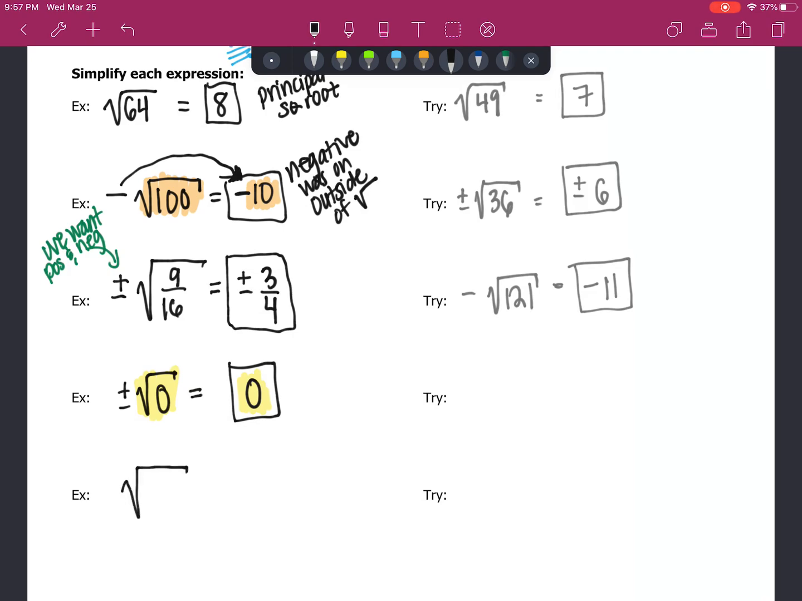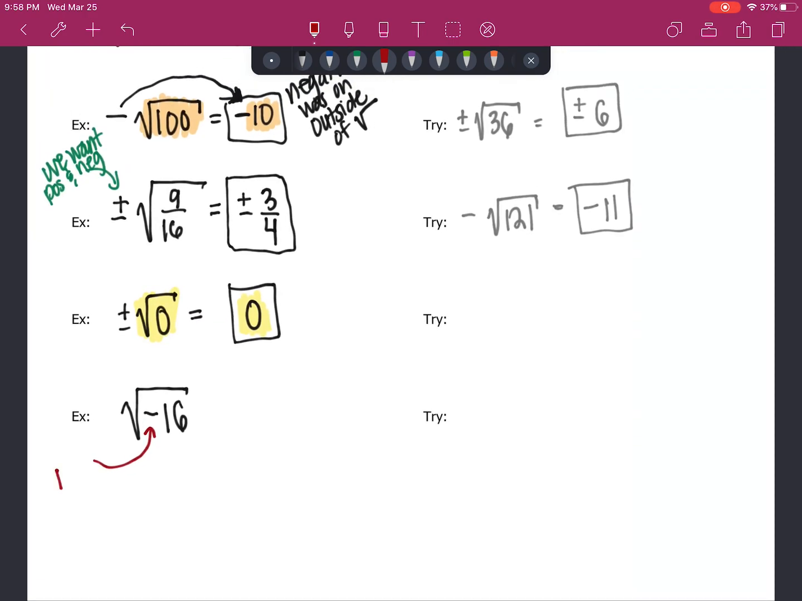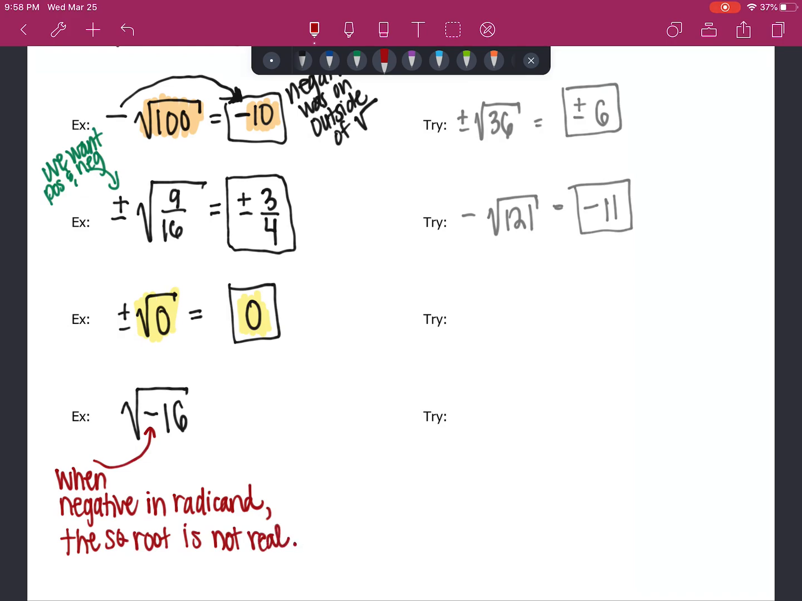Okay, one more. We've got the square root of -16. So now the negative is on the inside of the radical. When the negative is in the radicand, the square root is not real. It's going to involve an imaginary number, which you'll learn in Algebra 2. So for right now, we just say not real.